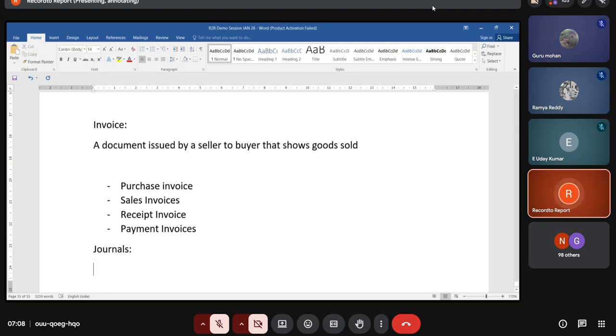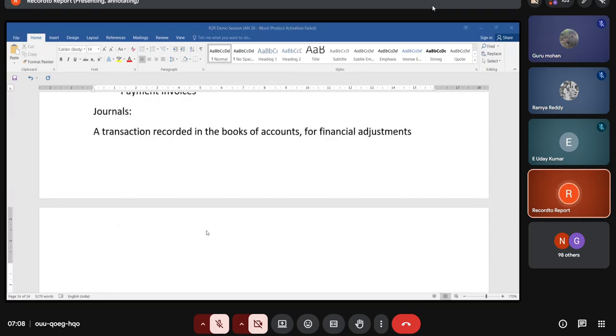So a journal is a transaction recorded in the books of accounts for financial adjustments. Those transactions are called journals, guys.